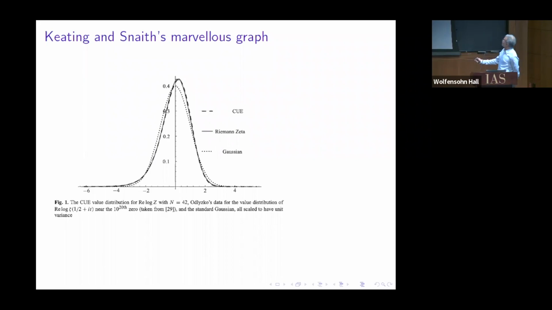So I sent these slides, or a version of them, to Ben Green, who complained about my spelling of marvelous for Odlyzko, and said that at least for Keating and Snaith, I need to spell it the English way.